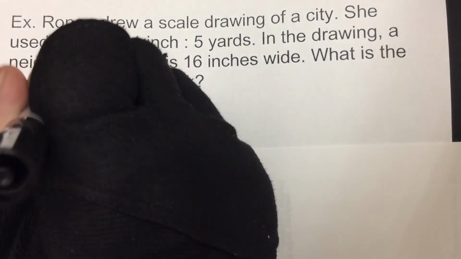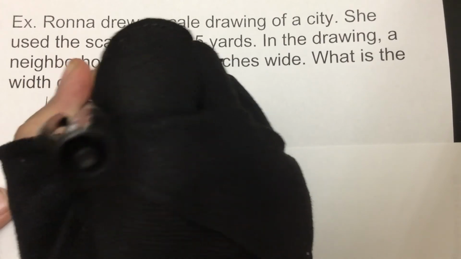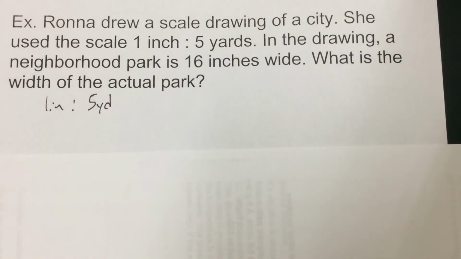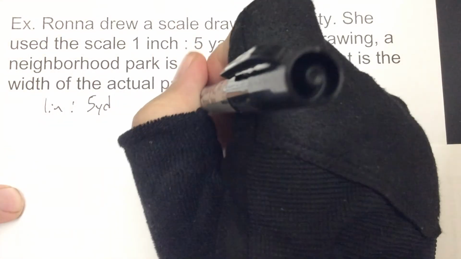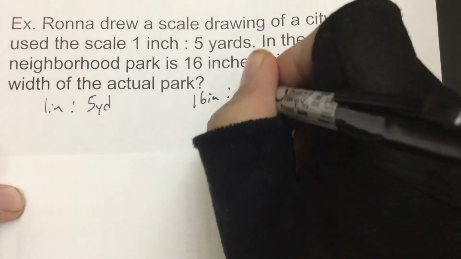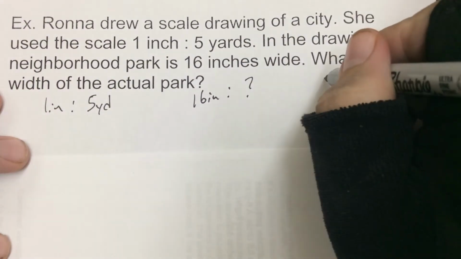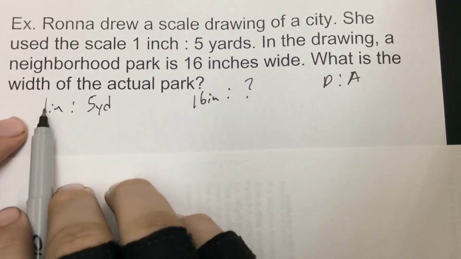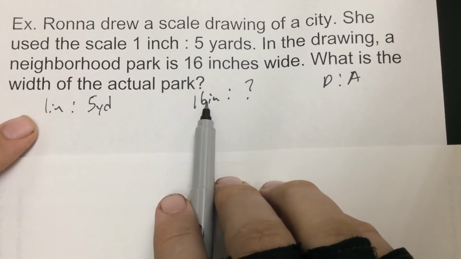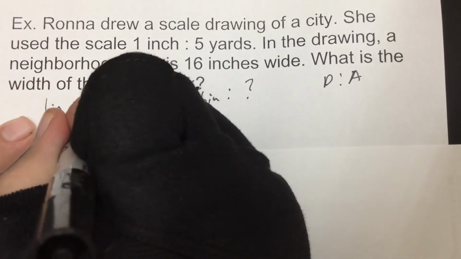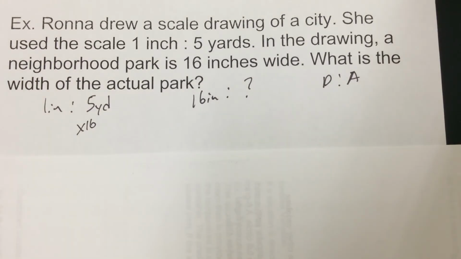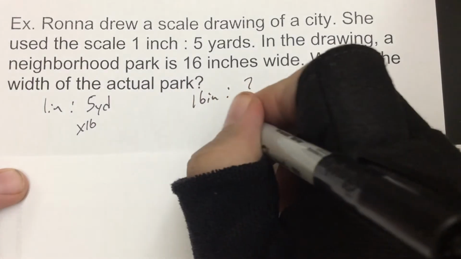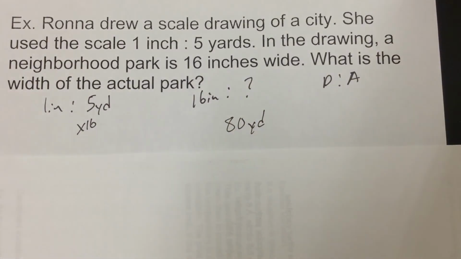So again, we're 1 inch to 5 yards. Start with your actual scale. And then it tells you, hey, the drawing, it's going to be 16 inches. So 16 inches goes first. We're looking for the actual. Again, drawing to actual. Okay. So actual park. So we're going from 1 inch up to 16 inches. Well, what would we times 1 to get 16? Well, we're going to times by 16. Same thing here. We're going to take 5 and we're going to multiply it by 16 and get our 80. So 80, and the label would be yards.